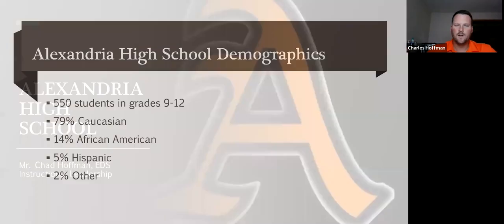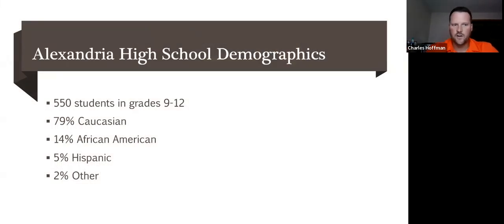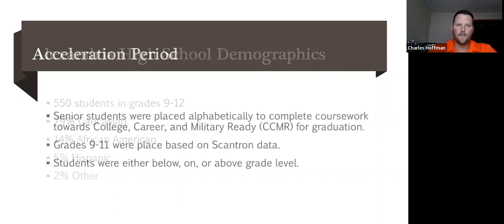So first of all, just a little demographics about Alexandria High School. We have 550 students in grades 9 through 12. 79% of those are Caucasian, 14% are African American, 5% are Hispanic, and then we have 2% of other.